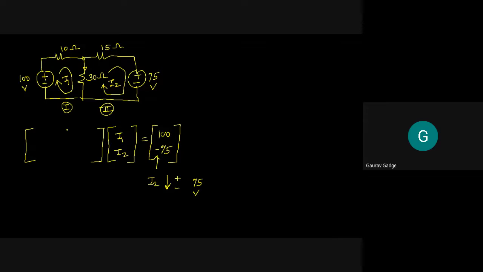Now we have to write the 2 by 2 matrix that is to be formed for the given resistances. This gives me first row, first column as 10 plus 30, that is equal to 40. This gives me minus 30. This gives me minus 30. And this gives me 30 plus 15, that is 45. So this is what I into R is equal to V. And that is summation of IR is equal to summation of V. Is it clear to all?